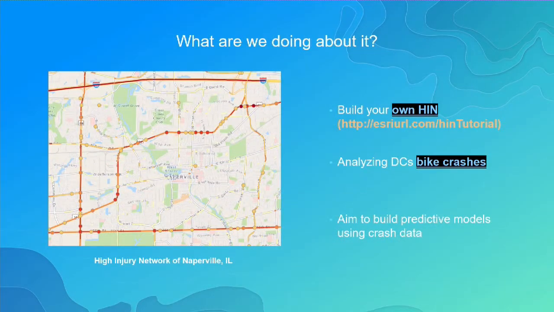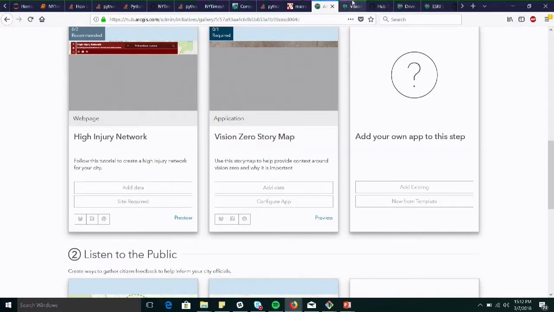And what is Hub doing about it? Now that we know what the urban problem is, what is Hub doing about it? We started initially by creating a tutorial to build your own high injury network, which I'm going to touch upon now.